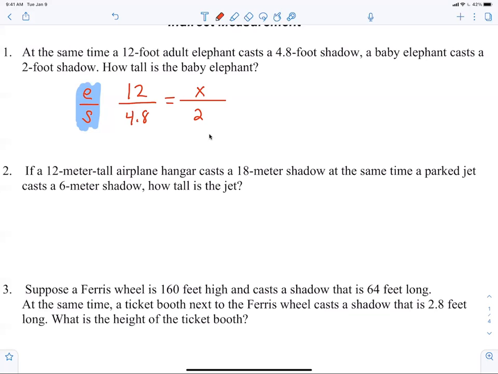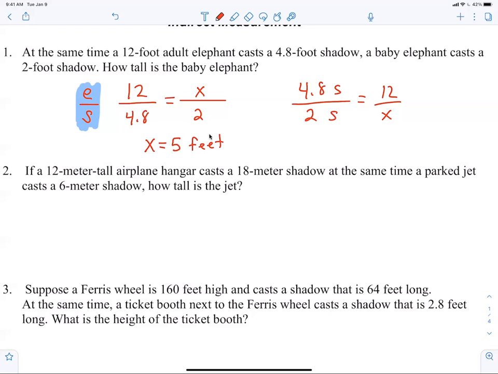Watch, please. And I'm glad you asked. Okay. So I have 4.8 shadow over 2 shadow. Do you agree with that? 4.8 goes with the big elephant, 12 over X. Guess what? Same answer. You're going to get the same answer. So cross multiply, divide. Tell me what the answer is. So I did 12 times 2 equals 24, and that divided by 4.8 equals 5, and X equals 5. Yes. All right. So how tall is the baby elephant? 5 feet tall.